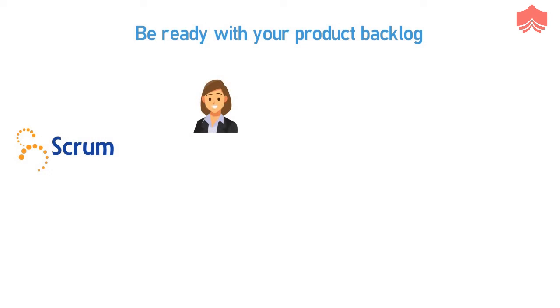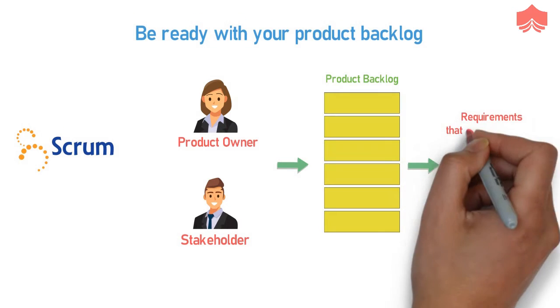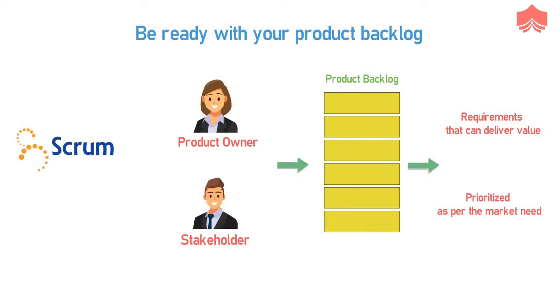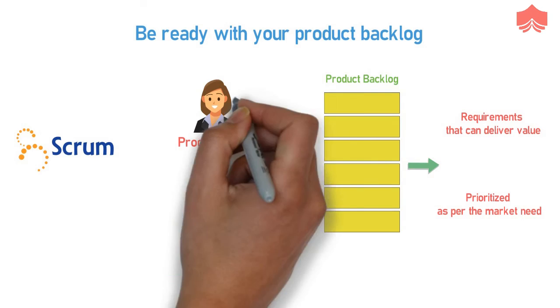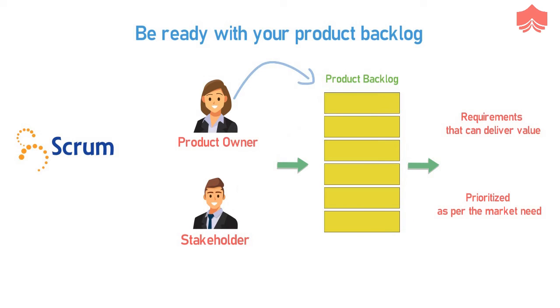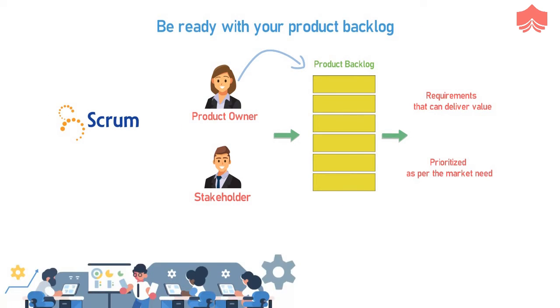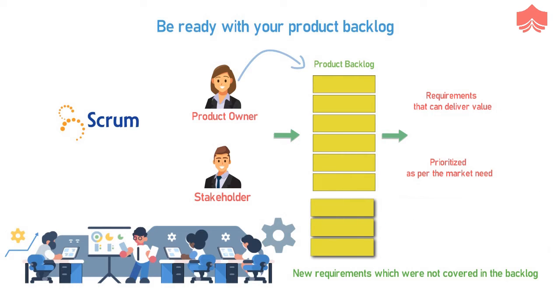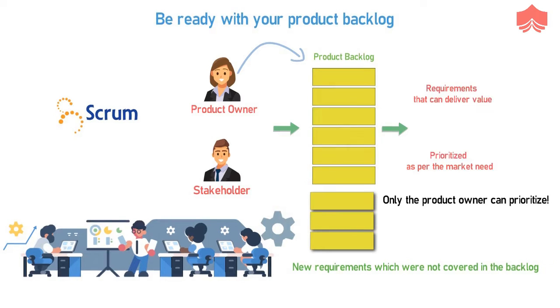To start this up, you have to identify your product owner, who can actively work with the stakeholders and create a product backlog, which contains requirements that can deliver value and also are prioritized as per the market need. A product owner takes up the ownership of the product backlog. During the development phase, the teams might encounter some requirements which were not covered in the backlog but are needed, so the team has the right to add items on the backlog, but only the product owner can prioritize them.